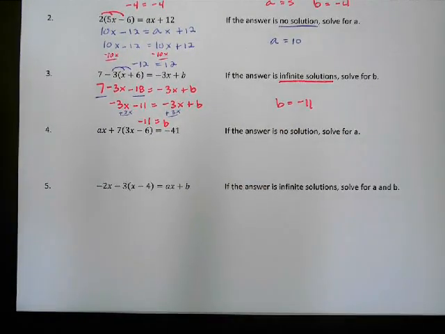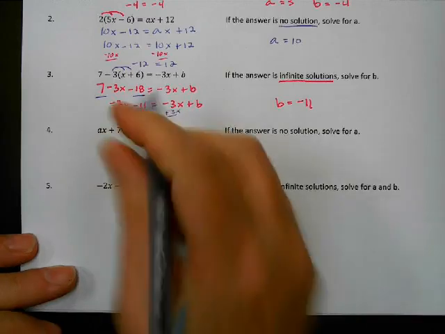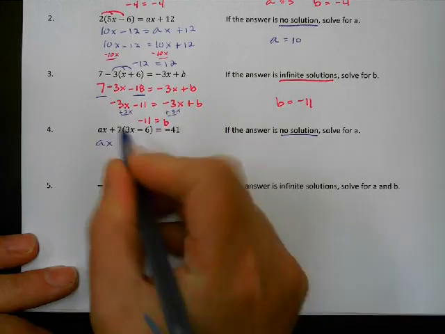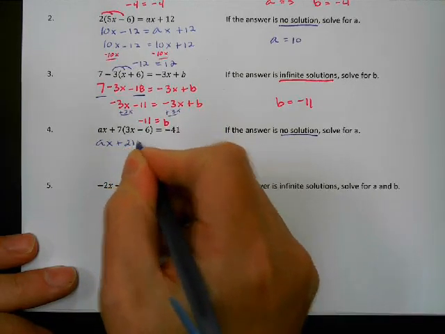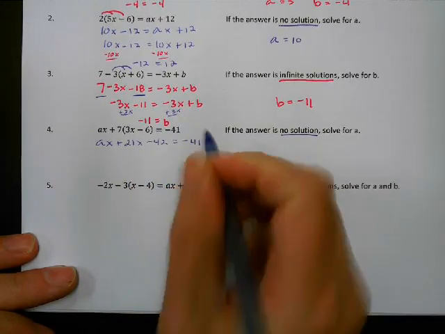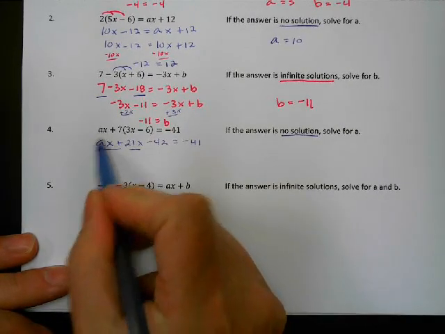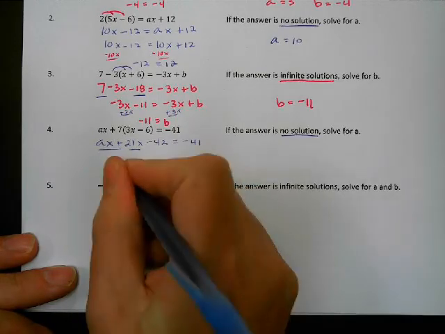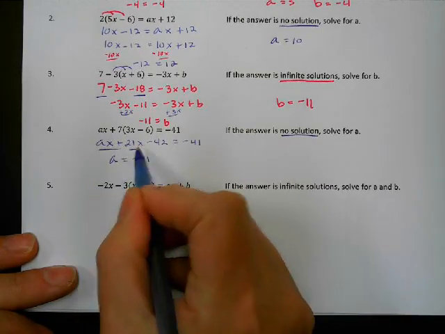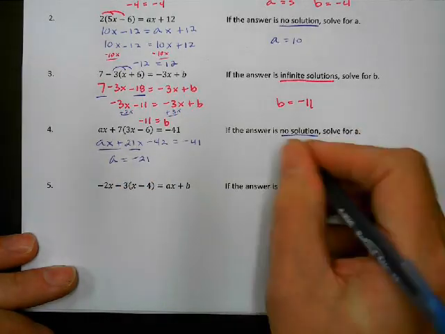Next one. I've got an ax over here. I'm going to distribute. I want this to be no solution. So if I distribute, ax doesn't change. This is positive 21x. This is -42 equals -21. To be no solution, I want these to cancel. This is combining like terms. To cancel, this has to be the opposite of positive 21. A has to be -21. So that these two, this would be -21, this would be positive 21, it would cancel. Then I'd only have negative 42 equals negative 21, no solution. So a is negative 21 on that one.